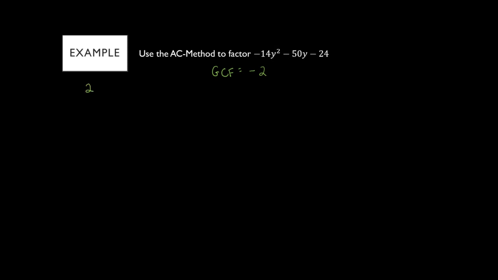So that's going to be a negative 2 in front. And then I'm just dividing each term by negative 2. And every time I have a minus, I rewrite that as adding a negative so that when I do this division process, I don't mess up the signs. So this gives us negative 2 times 7y squared plus 25y plus 12.